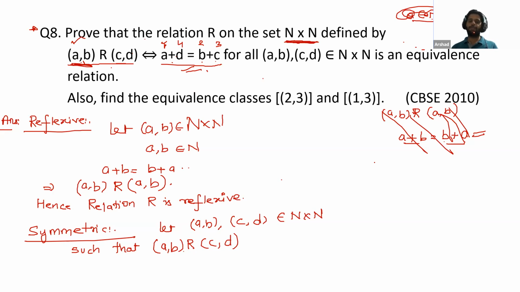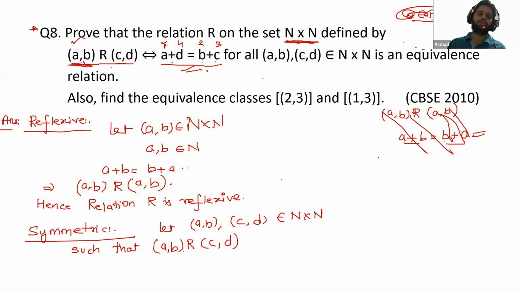So anyone can tell me, at the end, what we require? We have assumed this one, what do we need to prove? In the end, what answer do we require? C comma D is related to A comma B.